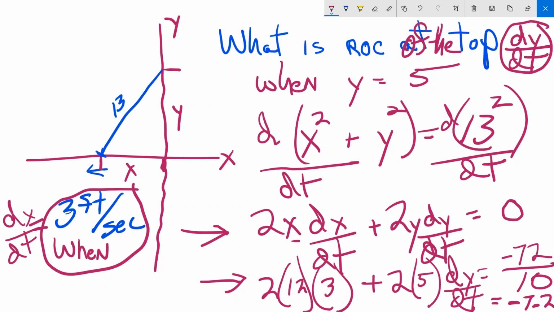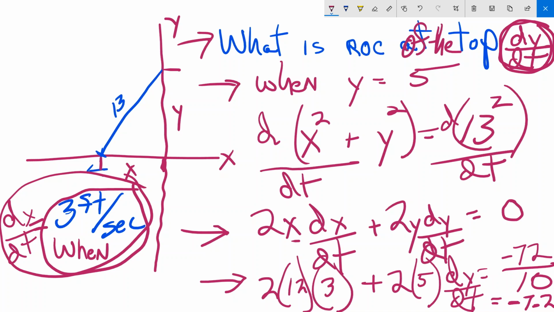Okay? Yes, sir. So that's how we do a related rate problem. In other words, you figure out what they're giving you, which is a derivative, and you figure out what they're asking you, which is a derivative, and then they specify the moment in time that they're asking you this. Because when y is 3, that rate will change. It'll no longer be minus 7.2. What are the units on that number?